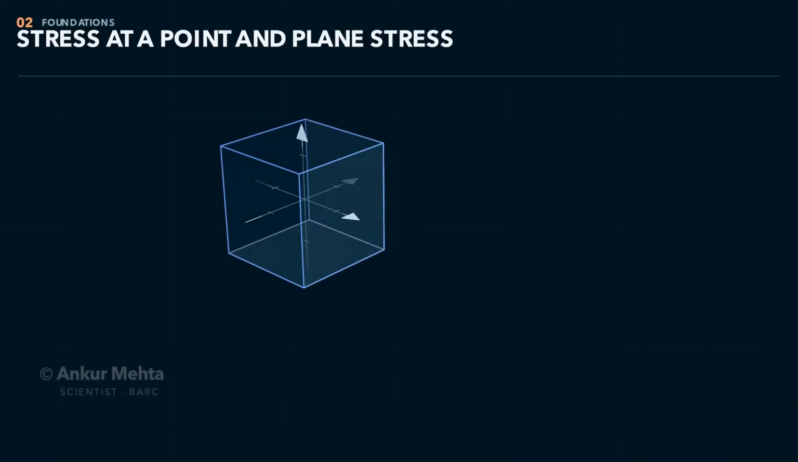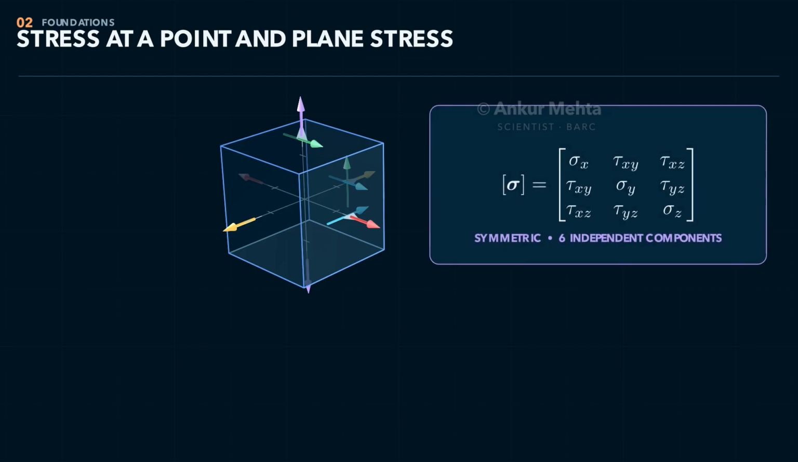In 3 dimensions, a tiny material cube can carry 3 normal stresses and 6 labeled shear components. Moment equilibrium makes each complementary pair equal: tau xy equals tau yx, tau yz equals tau zy, and tau zx equals tau xz. Therefore, only 6 independent components define the complete stress state. They are arranged in the symmetric Cauchy stress tensor.